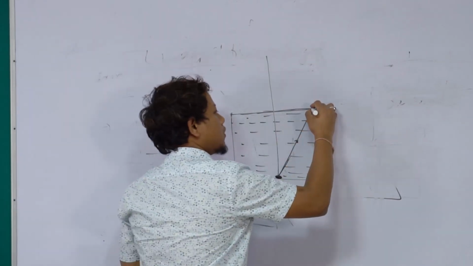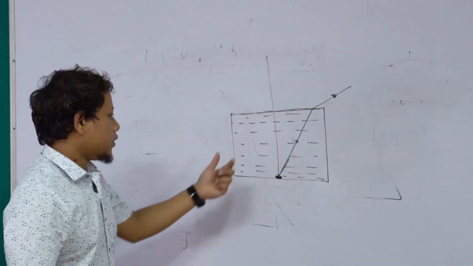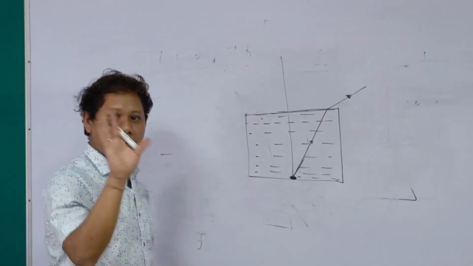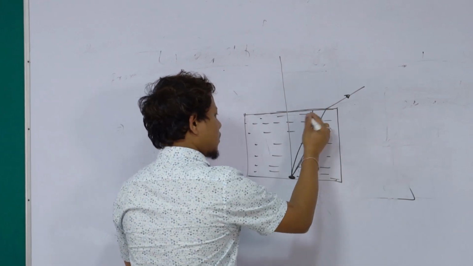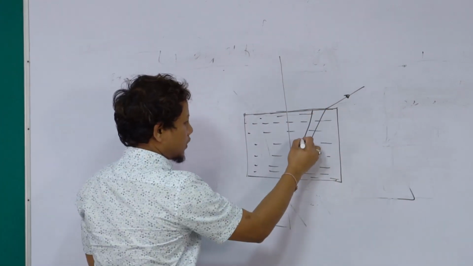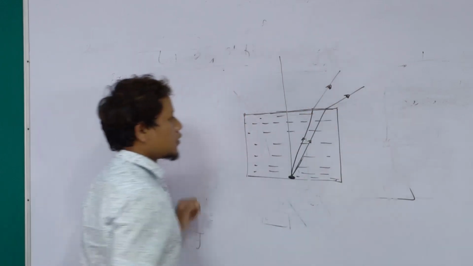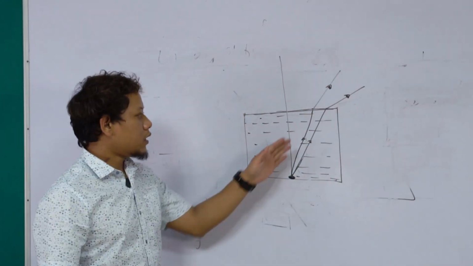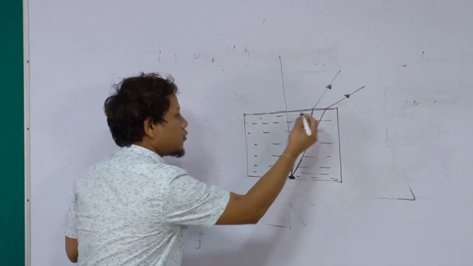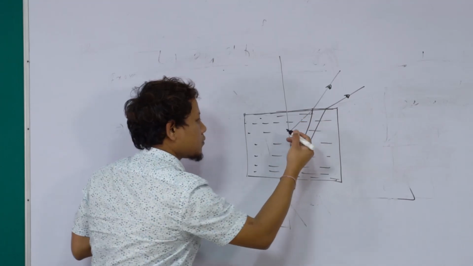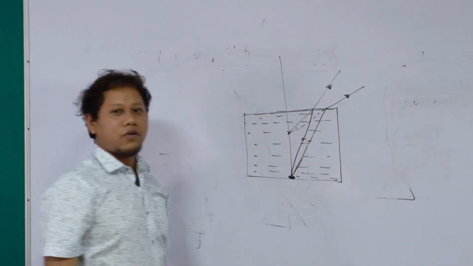Suppose, let us consider one more ray because we have to form the image. Minimum we need 2 rays. Suppose this is another ray. I'm not using a scale, so it's not that straight, but just try to adjust with this one. Okay, now it's clear. So these are the 2 rays suffering refraction, emerging out from the coin. So when we extend back these 2 rays, here is the image formation point.